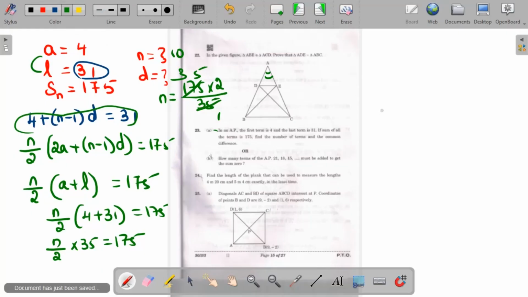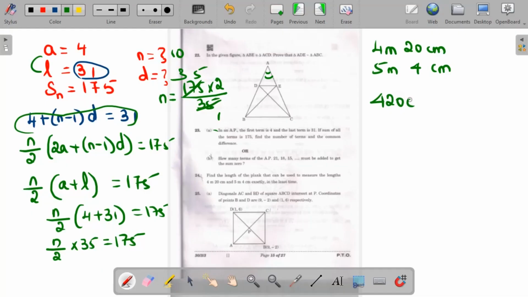Find the length of a plank that can be used to measure the lengths 4 meter 20 centimeters and 5 meter 4 centimeters respectively in the least time. This can be done only if you have a plank with size equal to the HCF of these two numbers. Only then you can uniformly measure these lengths. So 4 meter 20 centimeter can be converted into 420 centimeters and 5 meters 4 centimeters can be converted into 504 centimeters. So let's start to work on the prime factorization.